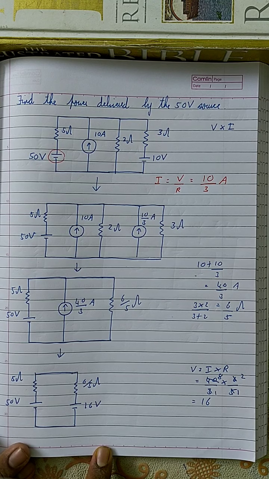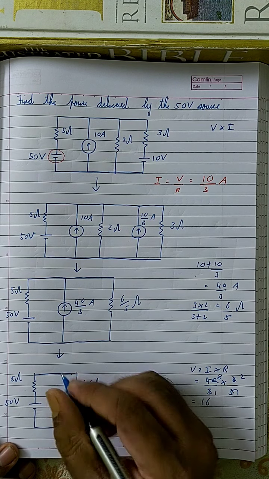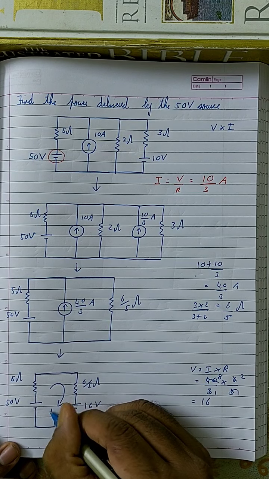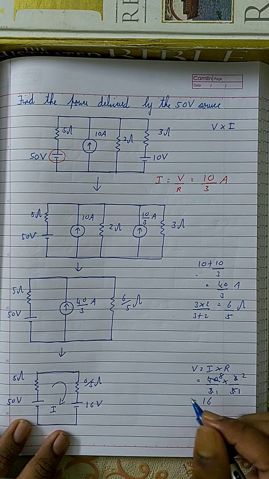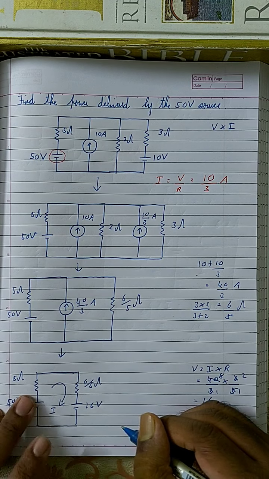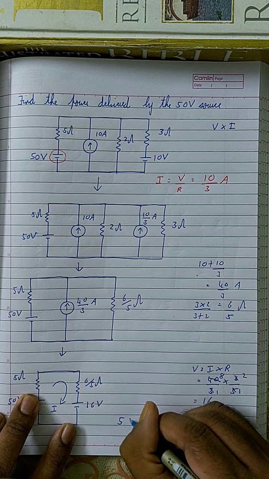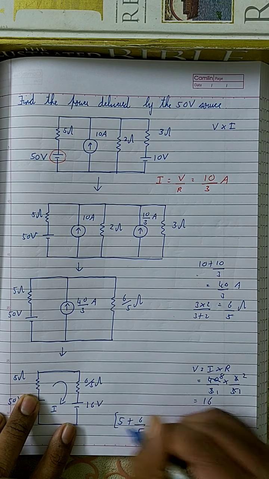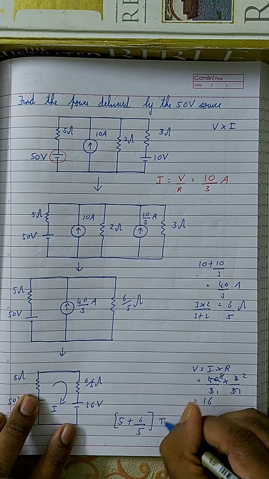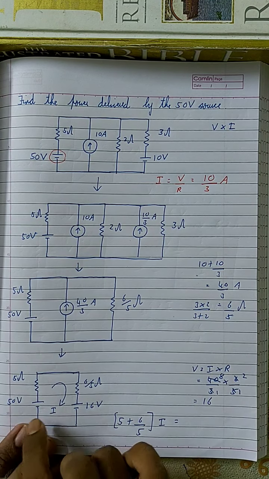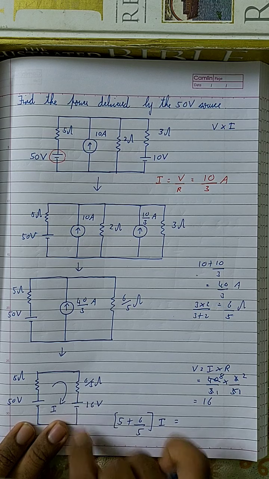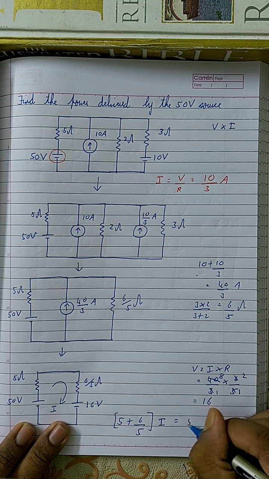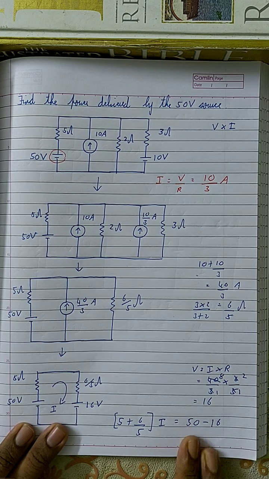There you have it. Now I can find the current through this 50 volt by simply applying Kirchhoff's voltage law, or by simply applying mesh analysis, right? So in that case, what will be the current? Let me see. 5 plus 6 by 5 into I is equal to, and what about the voltage source? This 50 volt is generating I, but this 16 volt is opposing I, right? So we have 50 minus 16.